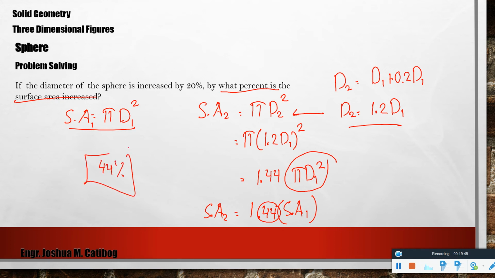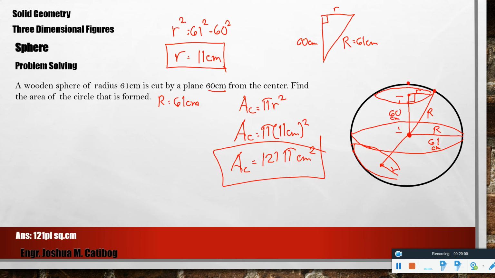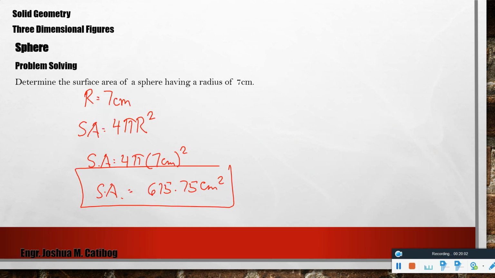Okay, so yan po yung ating problems or practice problem po regarding po sa ating sphere. Okay, so again guys, if you will have any concern, wag pong mahihiyang magtanong kay Sir ano. So basically, napakadali naman po nung ating topic regarding sa ating sphere.